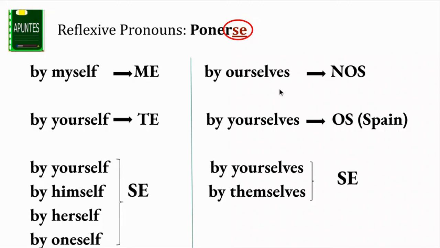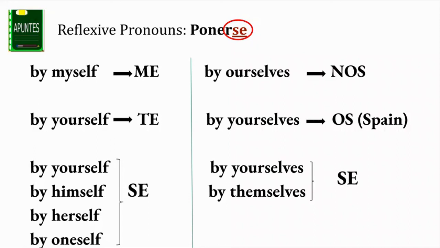For the nosotros form, by ourselves, we use nos. When referring to doing something by yourselves as a group, in Spain, they use os. In other Spanish-speaking countries, by yourselves is se. And when ellos or ellas are doing something by themselves, for themselves, se is used as well.